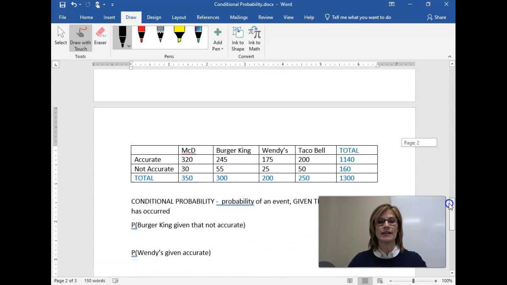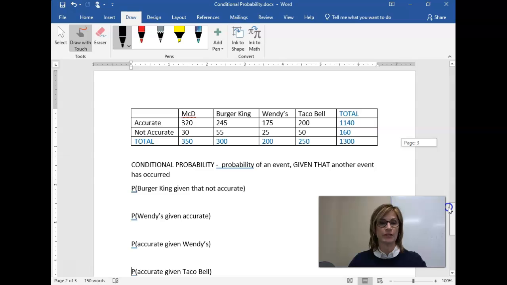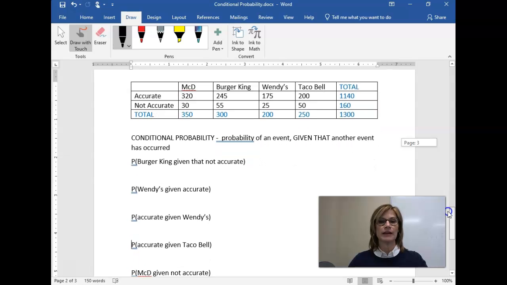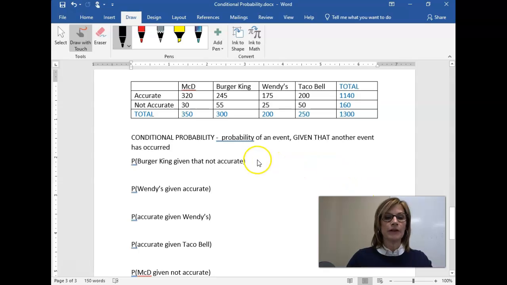Now we're going to look at conditional probability for the very first time. Conditional probability is defined to be the probability of an event given that another event has occurred. Given that is the most important word in this whole problem. If it says something is given or given that, then you know that it's going to change. And what changes if it says given that? Whatever's given becomes your new denominator. So the first one, what's the probability of getting an order from Burger King?